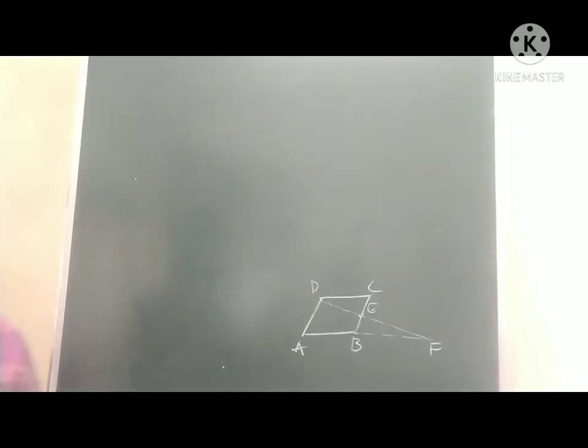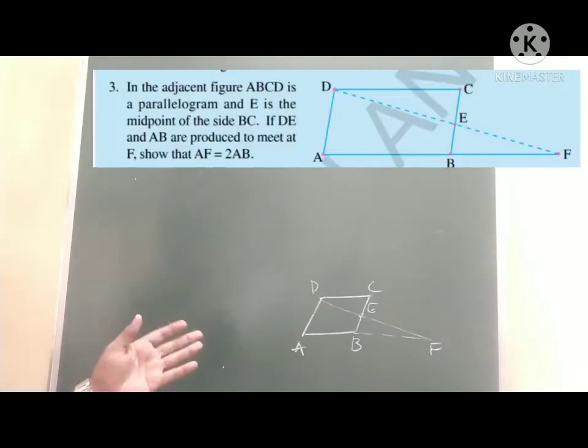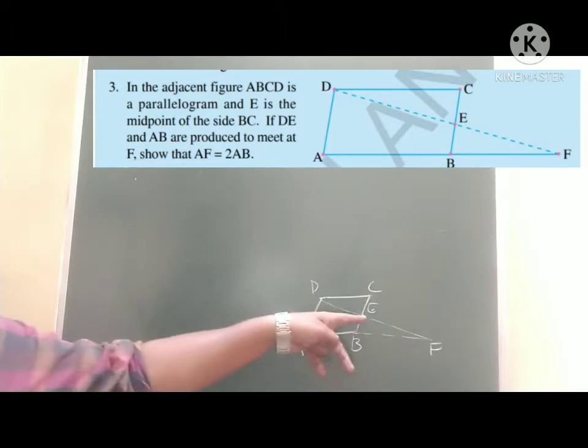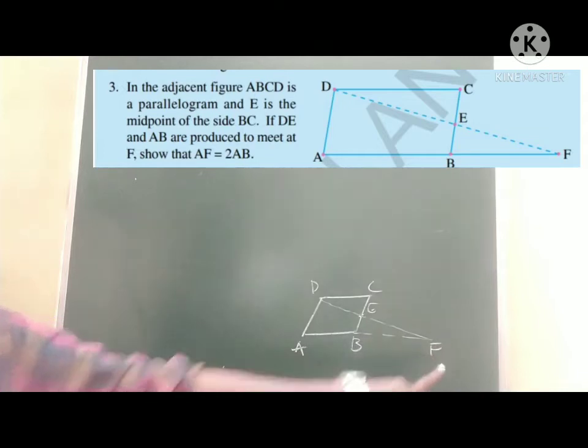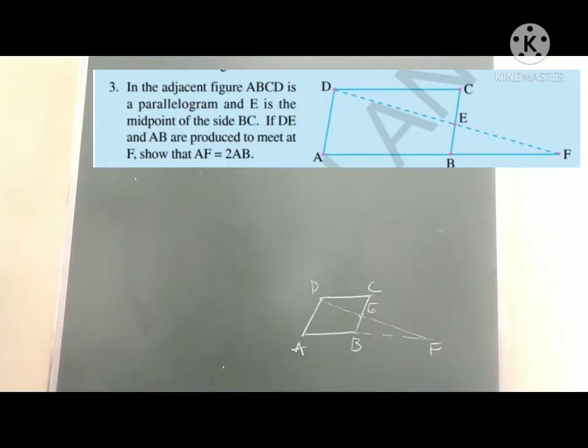So the next question is: in the given figure, ABCD is a parallelogram and E is the midpoint of the side BC. If DE and AB are produced to meet at F, produced means extended. So if DE is extended and AB is extended, and they meet at F, show that AF is equal to 2AB. Okay, show that AF is equal to 2AB.